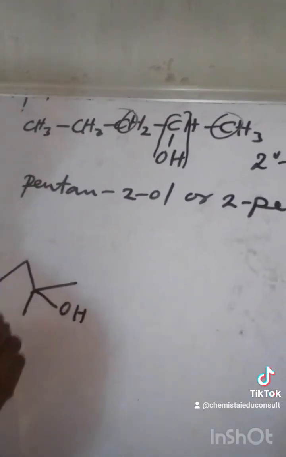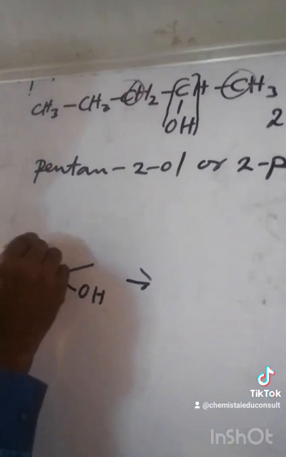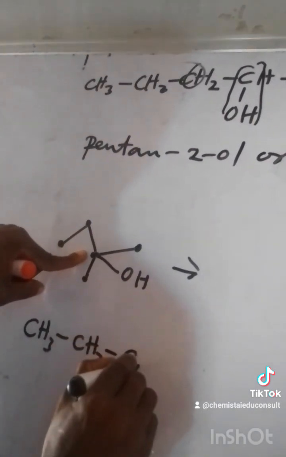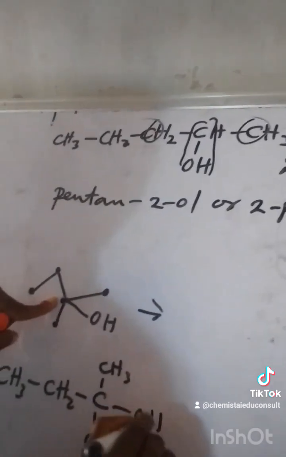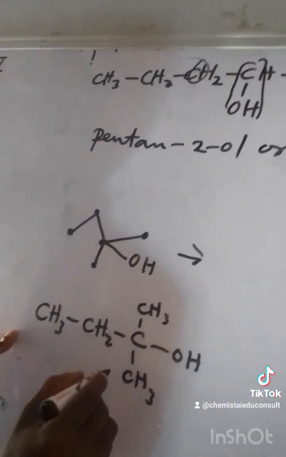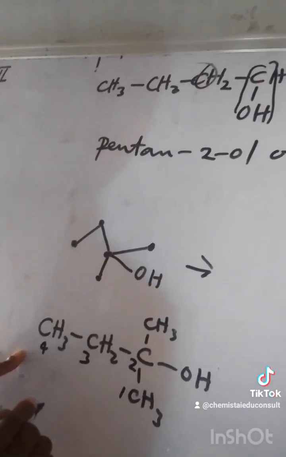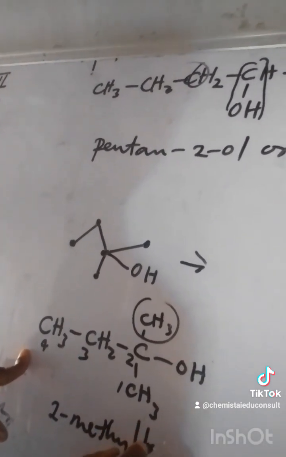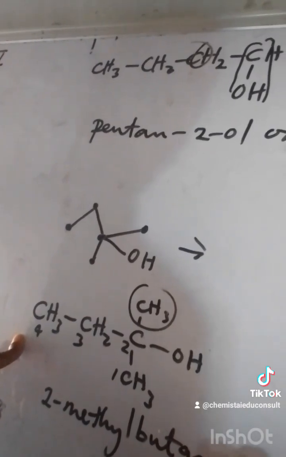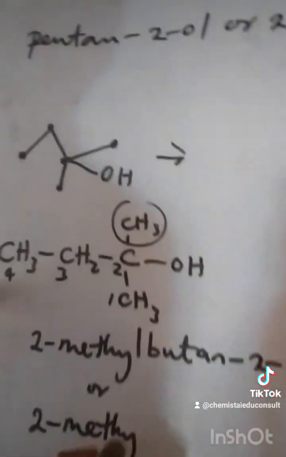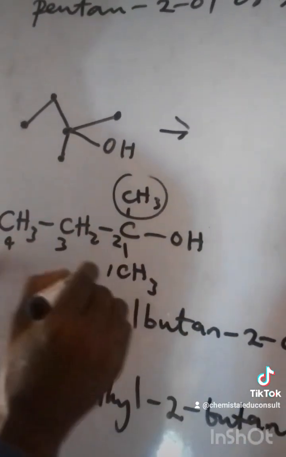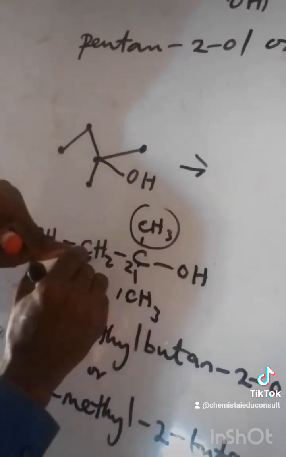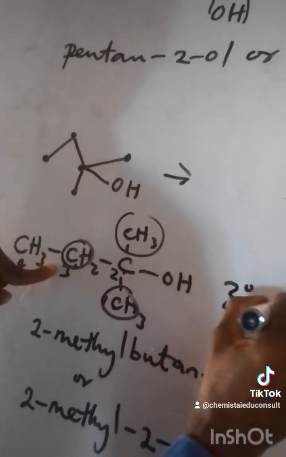Finally, number 4. This compound has carbon atoms 1, 2, 3, 4, 5, which means CH3, CH2, C with a CH3 branch, CH3, and OH. So to number the longest carbon chain here is 1, 2, 3, 4. At the second carbon we have a methyl branch, so it is 2-methylbutan-2-ol or 2-methyl-2-butanol. So what class of alkanol? Look at that carbinol carbon bonded to 3 different carbon atoms. Therefore, this is tertiary alkanol.